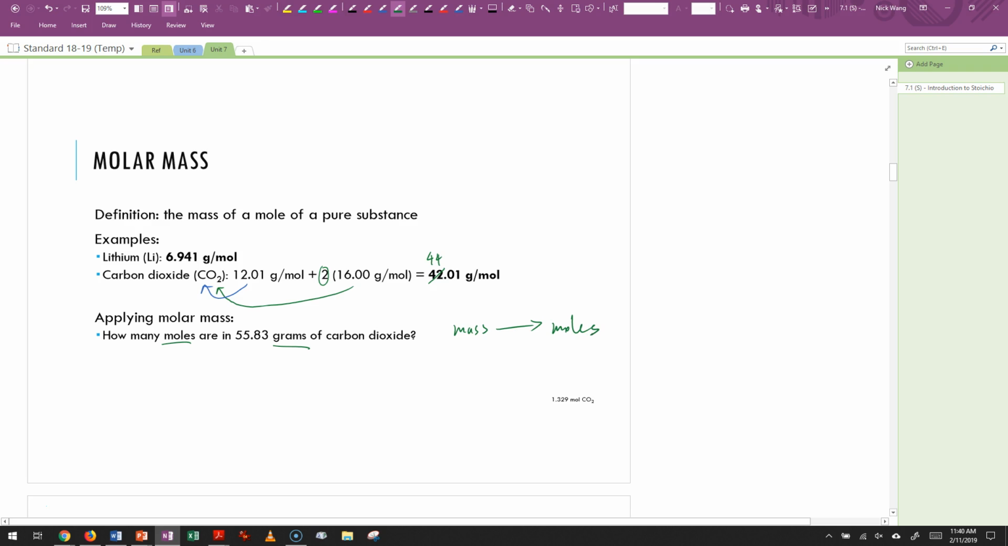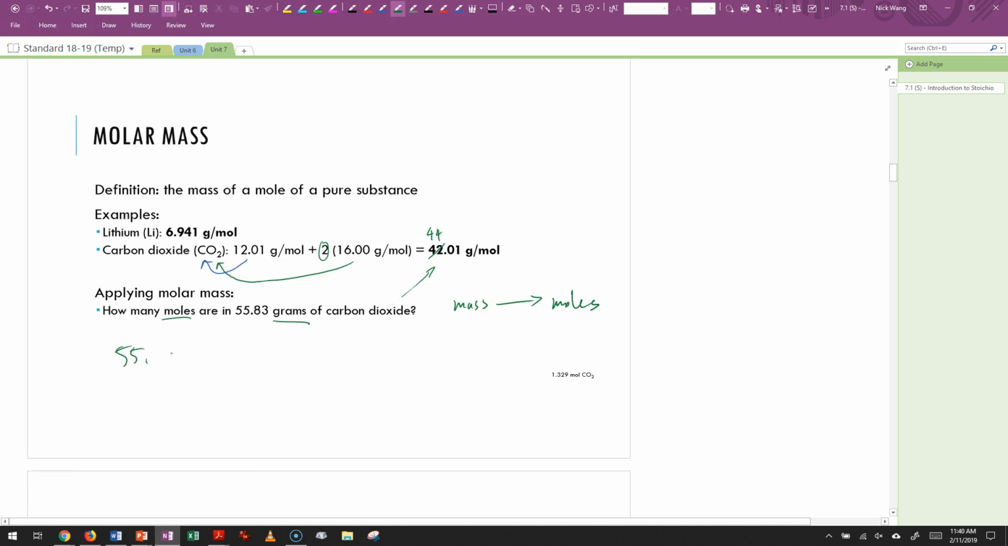How do you relate mass and moles, or moles and mass? Interesting. Oh, I know. How about molar mass? Conveniently enough, since we're working with carbon dioxide, that's the same value that we got from up here. So let's go ahead and apply that. We're given 55.83 grams of CO2. We apply the molar mass as a conversion factor, so that's 44.01 grams of CO2 for every 1 mole of CO2.